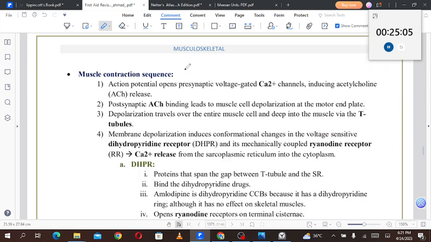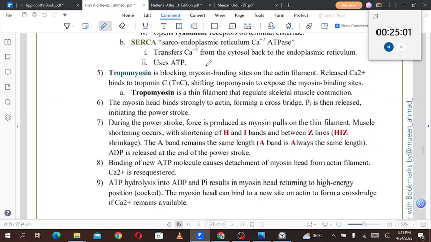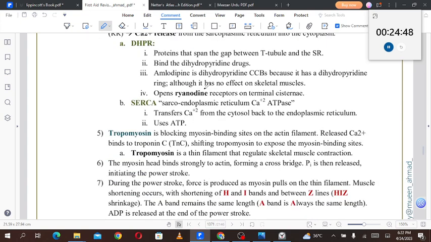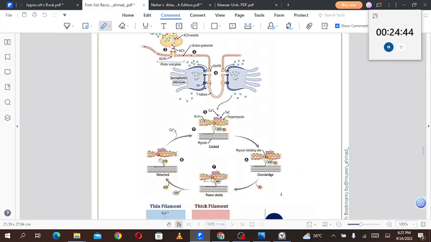What is the muscle contraction sequence? How does the muscle contract? The muscle contraction sequence: the action potential opens the presynaptic voltage-gated calcium channels, inducing acetylcholine release. Now we are in the presynaptic nerve terminal. So we're right now talking about the nerve terminal. In the nerve terminal, this is the sequence.